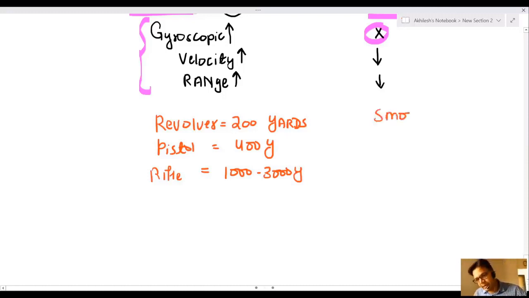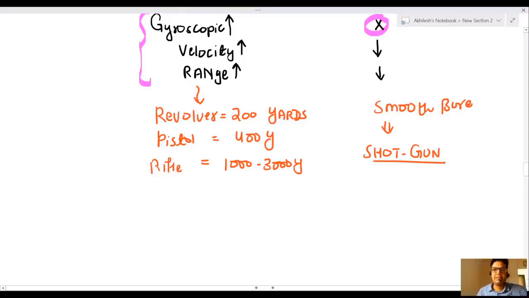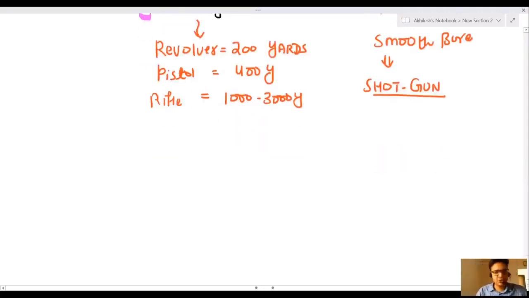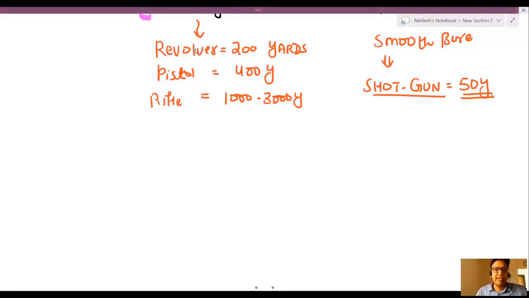But sir, the example of a smoothbore weapon is the shotgun. Range is almost 50 yards only. It means the shotgun has a very small range.